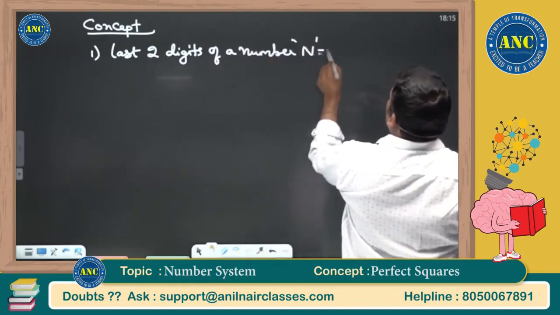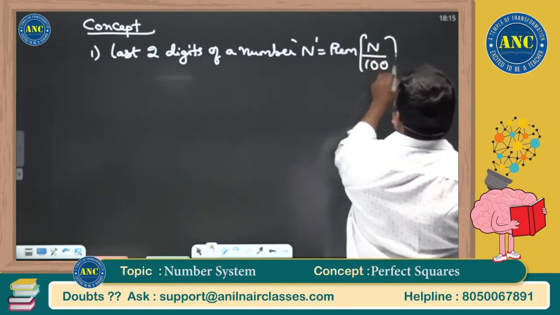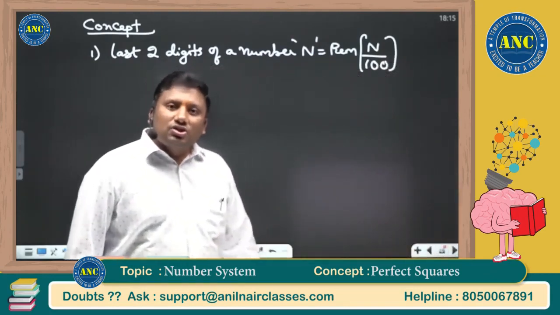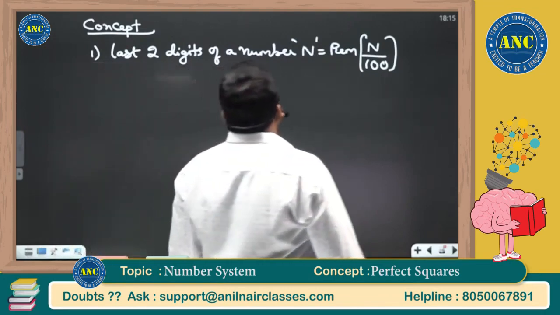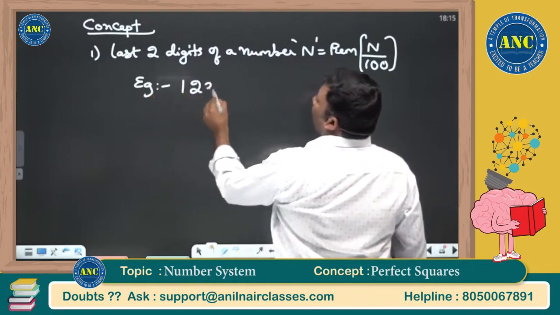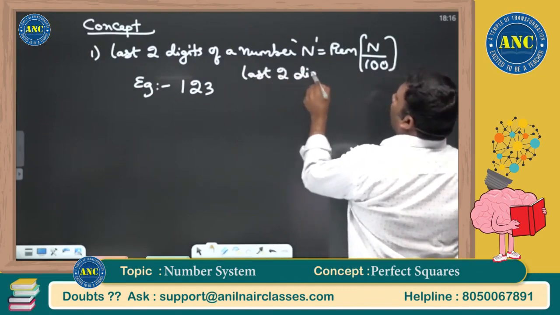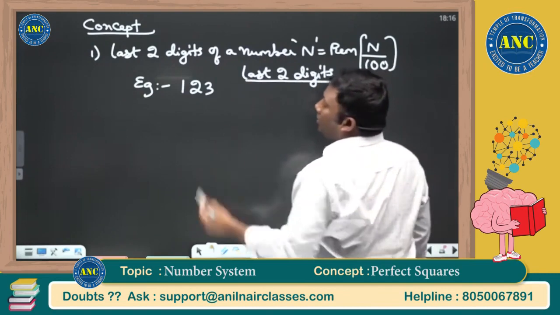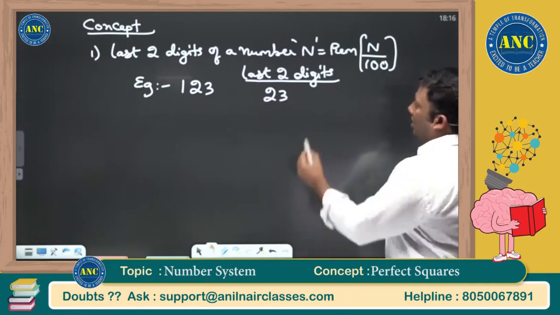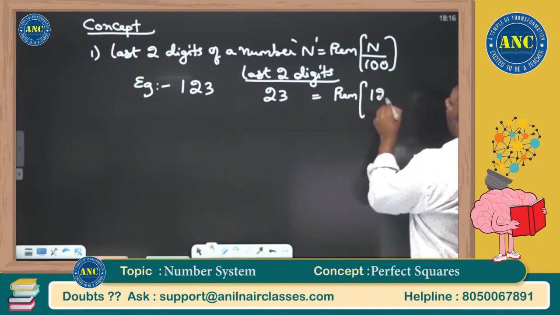If I take any number, the last two digits of a number is nothing but the remainder when you divide the number by 100. You take any number and divide by 100, you will get the last two digits of that number. 123: when I say last two digits, I am referring to the unit digit and the tens place. Last two digits is nothing but 23. This is the remainder when you divide a number by 100.